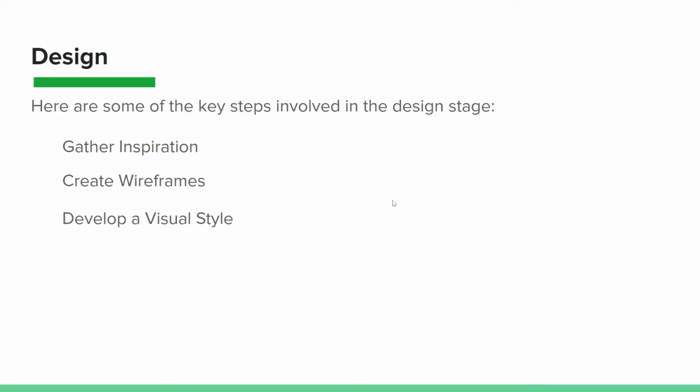And then you also want to develop a visual style. So this means once the wireframes are approved, it's time to develop the visual style of the site, and this can involve creating a color palette, selecting typography, and determining the overall look and feel of the site.